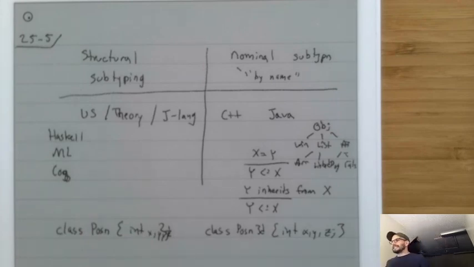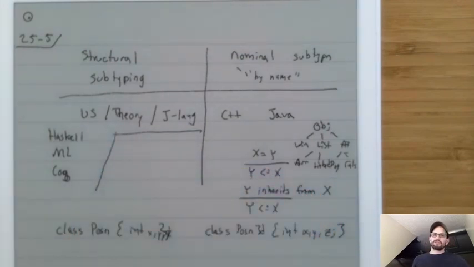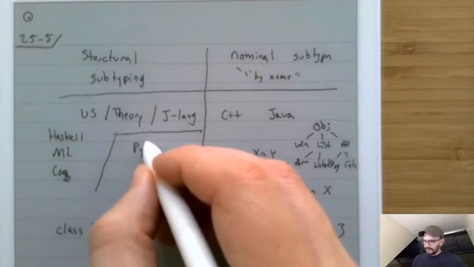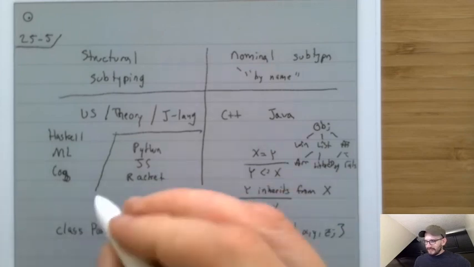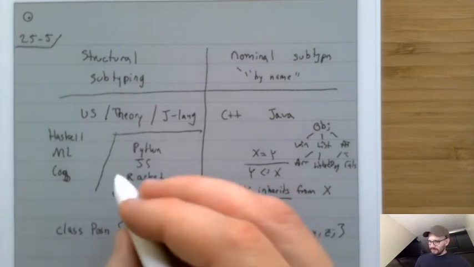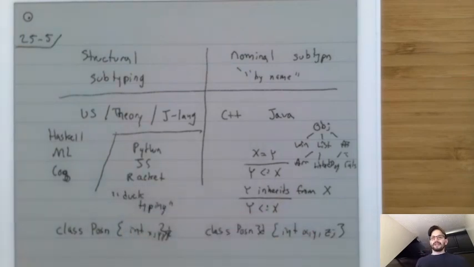However, it does make sense to think about them as being subtyped in a certain way, and that's that they're over here in the structural subtyping world. Python, JavaScript, Racket, and so on. And sometimes horrible people call this duck typing. The idea of so-called duck typing is this phrase where people say, if something looks like a duck and quacks like a duck, it must be a duck. What they're trying to say is that let's not worry about the origin of objects.